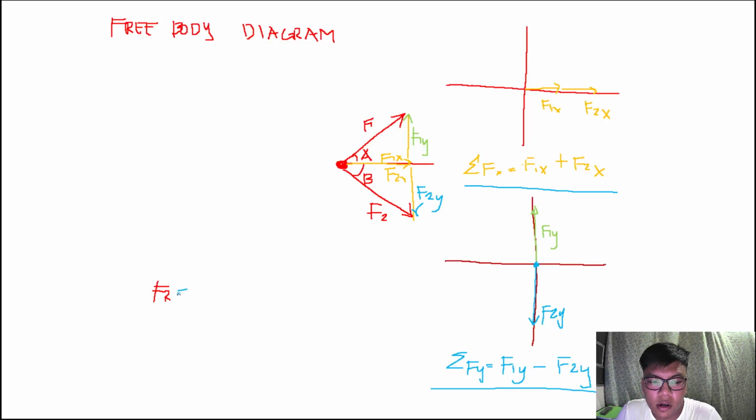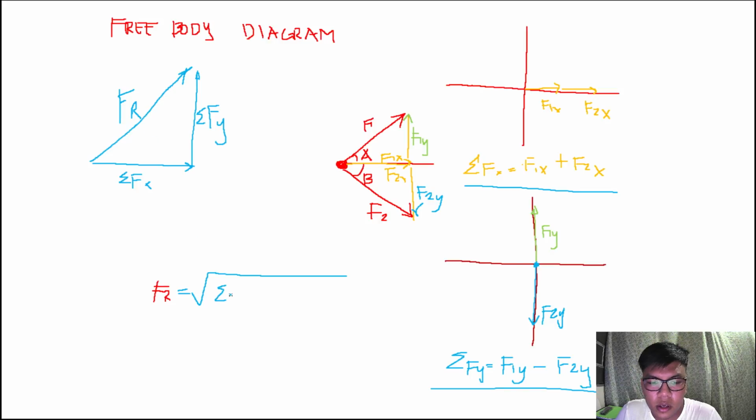So to get FR, that is simply, okay, so we can arrive to this, no? Ito yung summation of Fx. Tapos, meron kang summation of Fy. Di ba? So, we can have the resultant force, FR, will be equal to the square root of summation of Fx squared plus summation of Fy squared. So, that will be your FR.